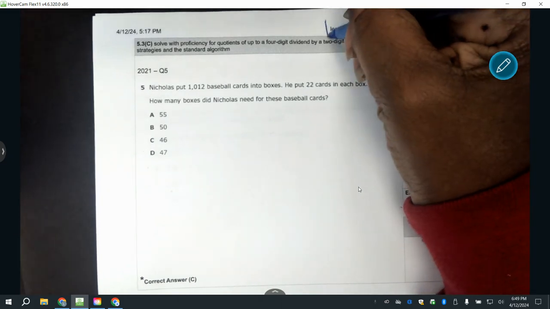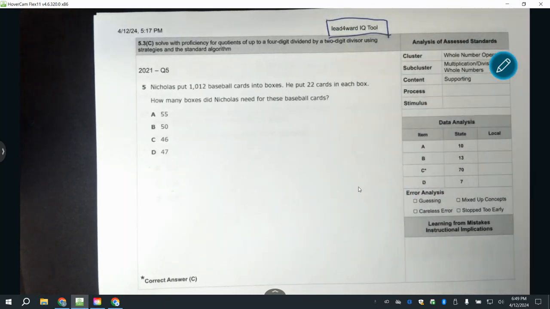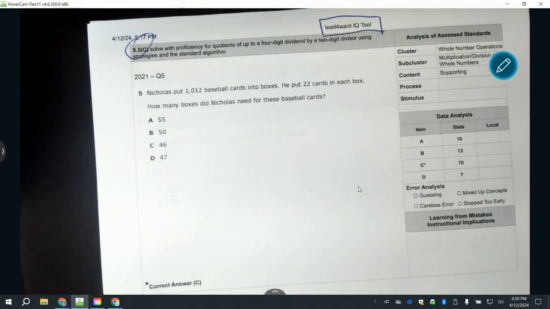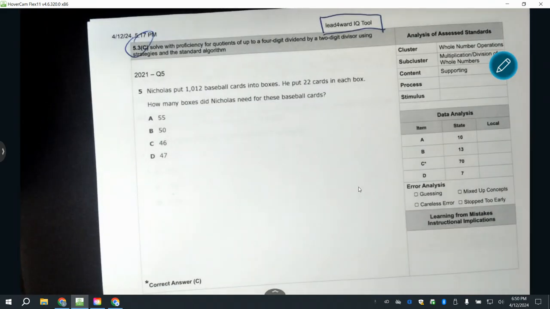As you can see at the top, I have just gotten some problems from Lead Forward. You can see what the TEK is, which is 5.3C. Some of you don't even know what that means. You don't even care. But what we are going to do on this is determine what operation we're doing first, right? So let's read the problem.